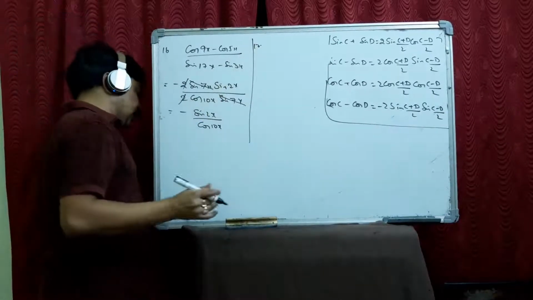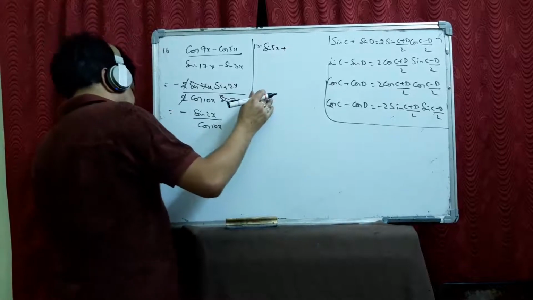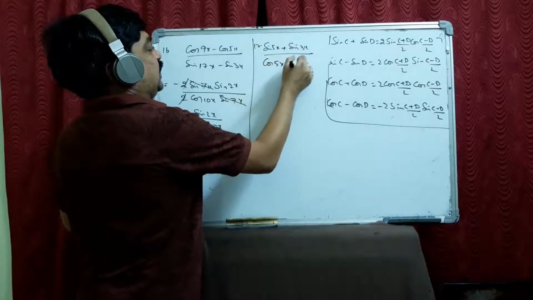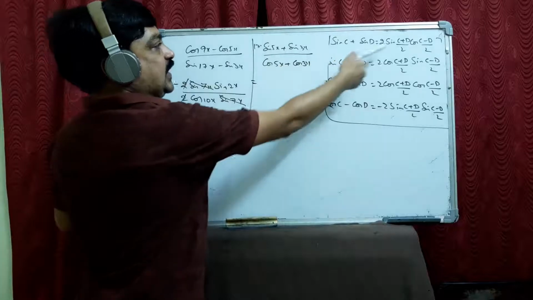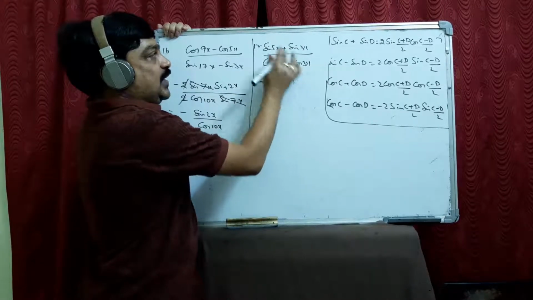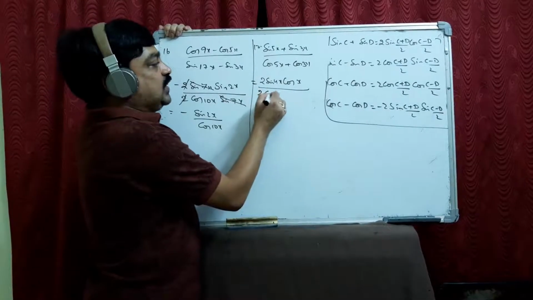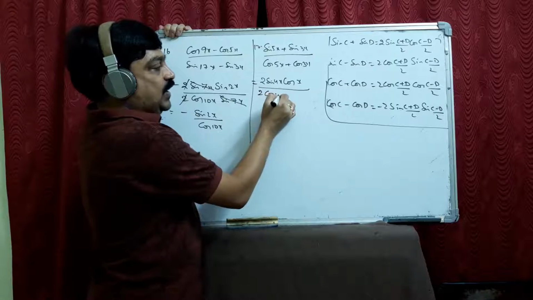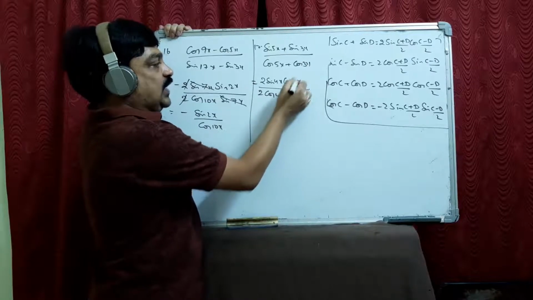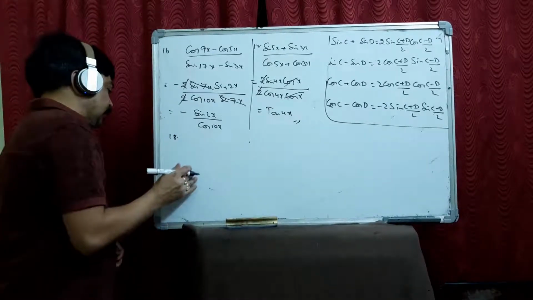Now, see the 17th row. Same like this, sine 5x plus sine 3x by cos 5x plus cos 3x. Same formula, sin c plus sin d. 2 sin, directly I am applying, (c plus d) by 2, cos (c minus d) by 2. It becomes 5x minus 3x by 2. Denominator 2 cos (c plus d) by 2, that means 4x, (c minus d) by 2, 5x minus 3x, 2x by 2. Both are cos x. You can cancel these two. It becomes tan 4x.